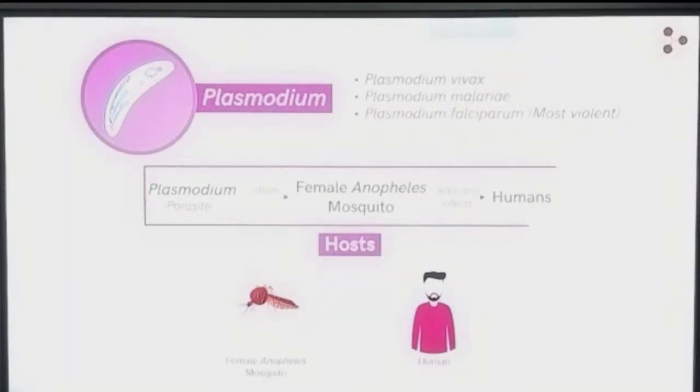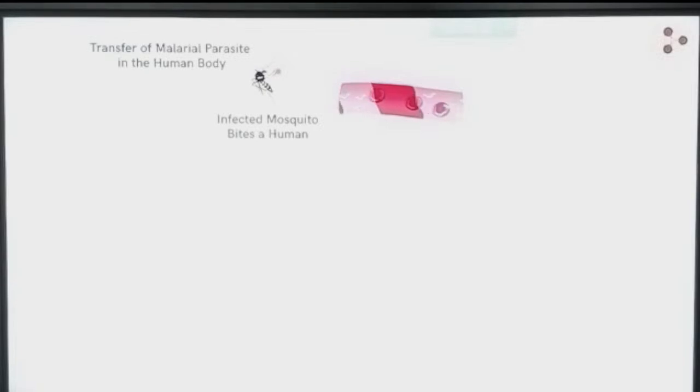Let's understand the complete life cycle of the malarial parasite. It all begins when an infected mosquito bites a human. This helps transfer the malarial parasite into the human body. In order to enjoy her blood meal, the female Anopheles mosquito secretes her saliva into the human bloodstream to prevent blood coagulation. It's with this secretion that the parasite gets a chance to enter the human body. The disease-causing Plasmodium gets transferred from the mosquitoes to the humans in the form of sporozoites.